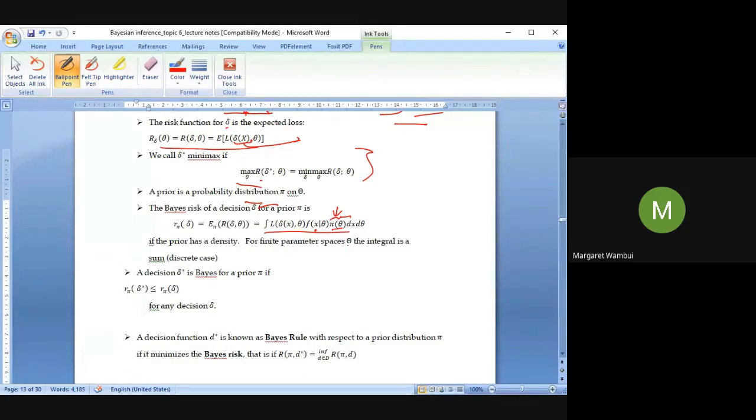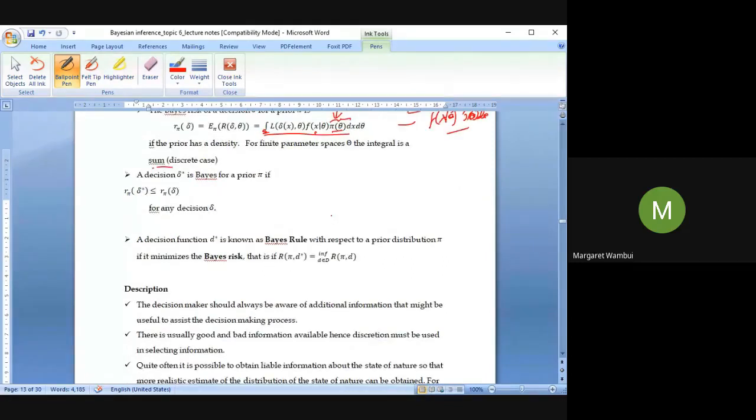So for finite parameter spaces, the integral, of course, is substituted with a sum. So instead of this integral, then you'll have the summation of L, delta x, and then theta. Then you have your f of x given theta, and you have pi of theta, d theta. So that's the only difference. Just like the other case, you substitute your integral with summation. So a decision delta star is Bayes for a prior, actually Bayes list. You can call it Bayes for a prior if the risk function, this one, is less than this one. So the minimum is the one that you pick among all of them for any decision.